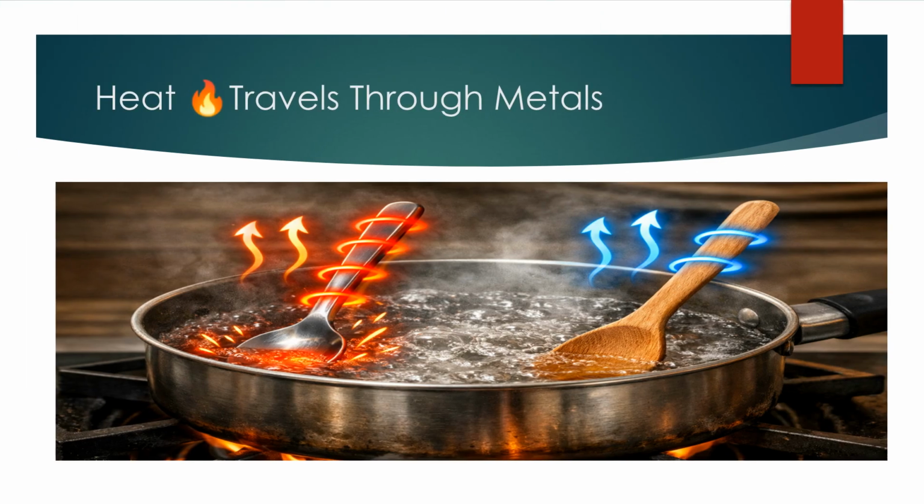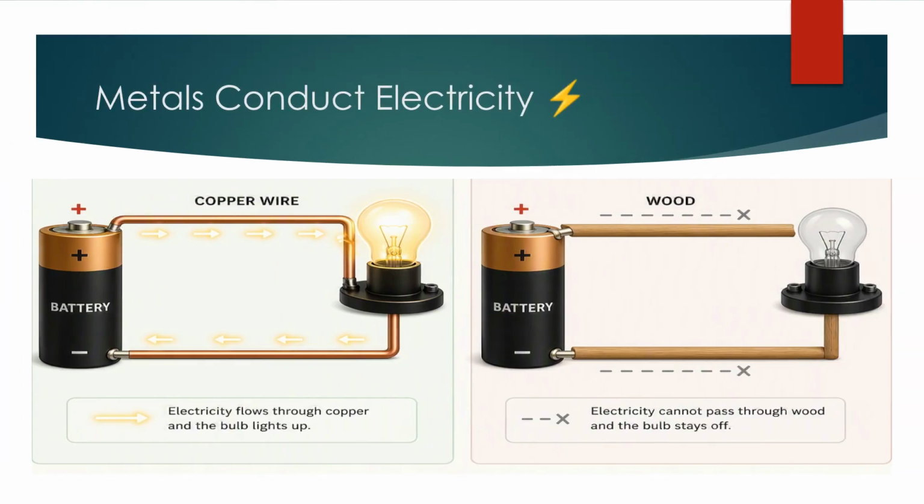Metals are excellent conductors of heat. This is why metal pans are so effective for cooking. They transfer energy from the stove to your food efficiently. In addition to heat, metals are great conductors of electricity. Copper wires, for example, allow electrical current to flow safely and reliably.